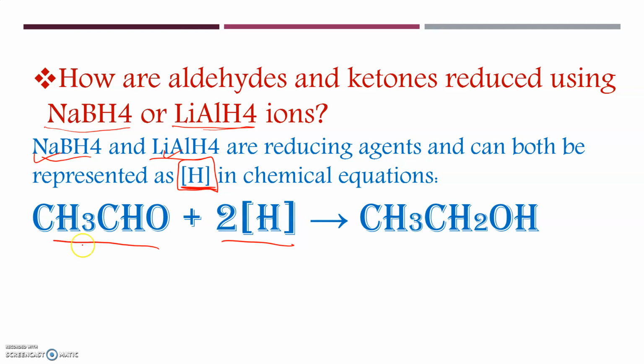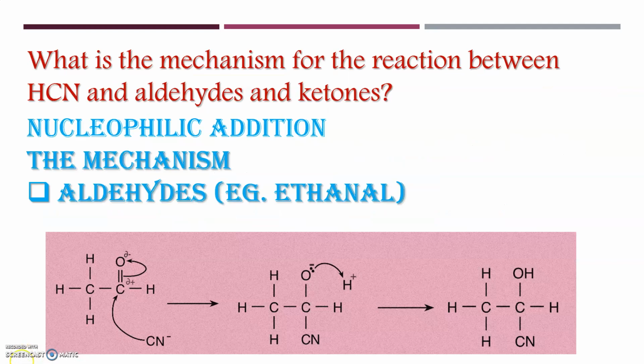So again, ethanal, when you write H, it turns to, this is what? This is an alcohol. And what type of alcohol? It's primary alcohol, because the carbon attached to the OH has 2 hydrogens.